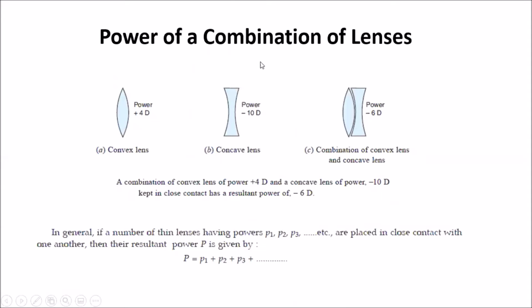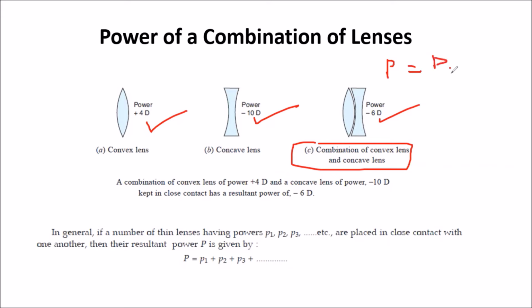To give you an example on screen of combination of power, we have a convex lens of power +4 diopter, where plus indicates it's the convex lens, and a concave lens of -10 diopter, negative indicating that focal length is negative. If they are combined together, we get a convex-concave combination, and that is going to be -6. How did we get that? Because power equals the sum of individual powers, P1 plus P2. P1 is +4 and P2 is -10, so +4 -10 gives me -6 diopter.